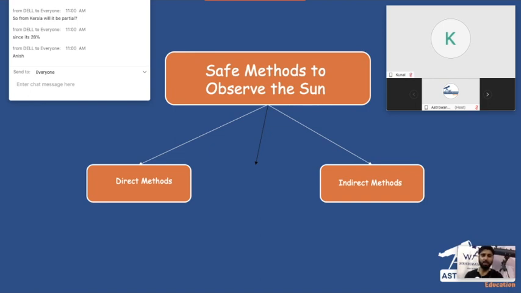Okay, so direct and indirect methods. Direct methods are a bit risky because suppose I am using eclipse glasses to observe the sun, and if somehow I kept the eclipse glasses in some place and it gets damaged and the sunlight passes through, it can actually harm my eyes, right? So direct methods are risky. You need to take precautions while using direct methods. Always check your glasses properly, that it's right or not. Same way, if you're putting a filter on the telescope, you need to check that filter if it's properly working or not, right?